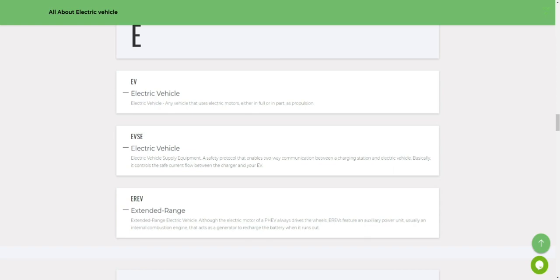Then there's also e-pedal. Yeah, in Nissan model, there's e-pedal. It's one pedal driving system. E-pedal means you can decelerate by lifting your foot off of the pedal. This type of driving also utilizes regenerative braking. I have explained what is regenerative braking many times in my previous videos. Then there's also EREV. That is, of course, I have explained it.